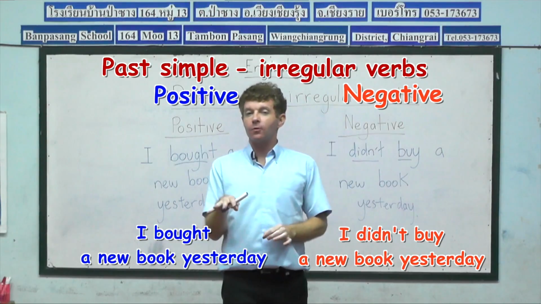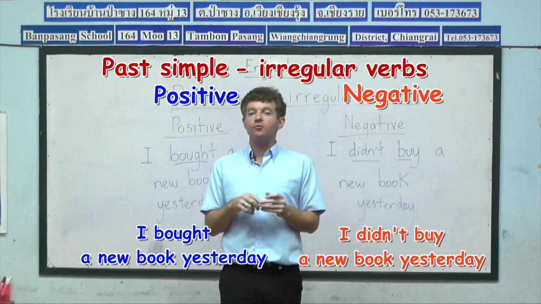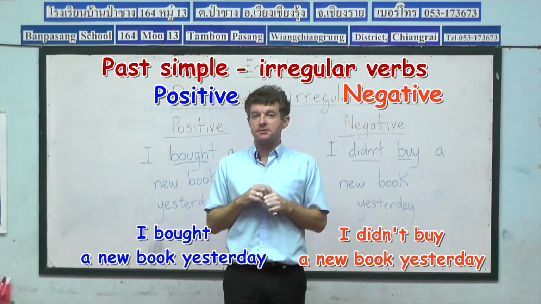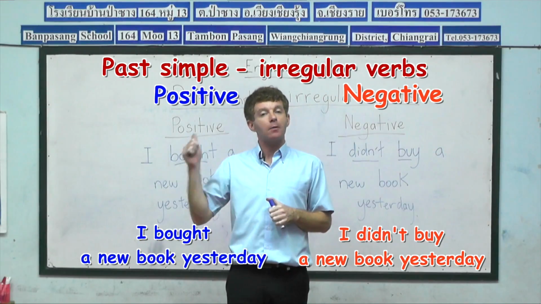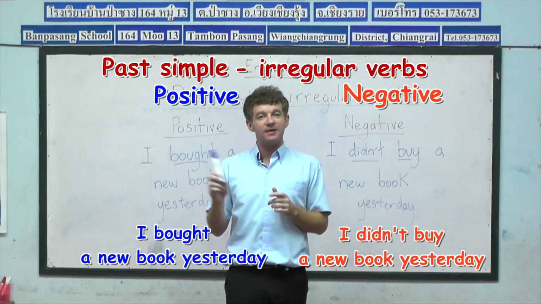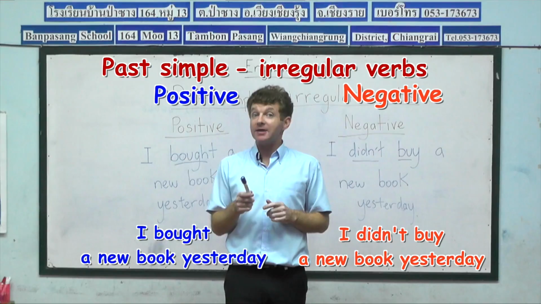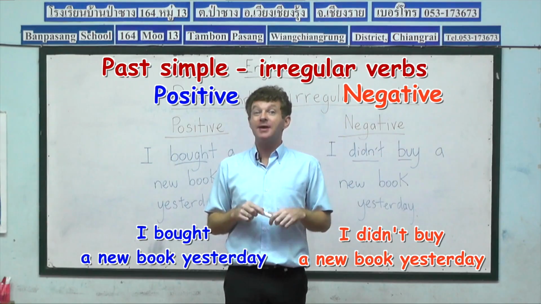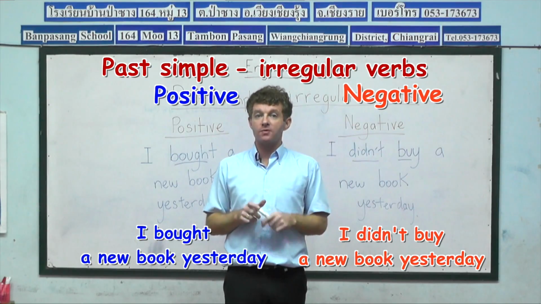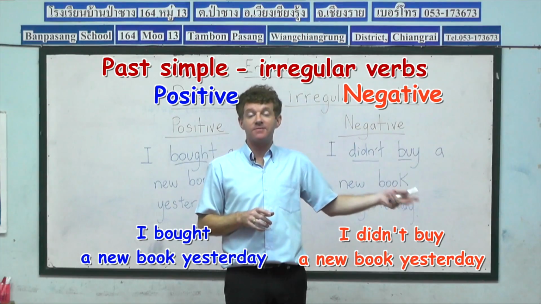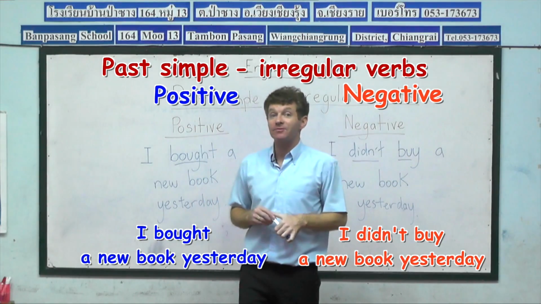What I'm going to do now, I'm going to ask my students to close their eyes. I'm going to write another positive sentence using an irregular past simple verb, and have a student come forward and correctly demonstrate how to turn that into a negative sentence.